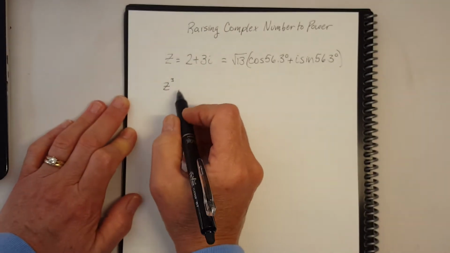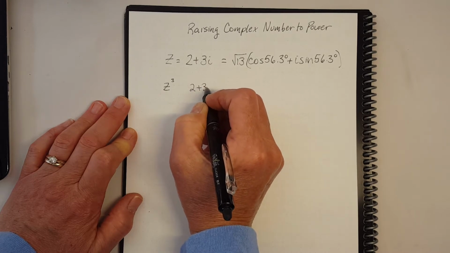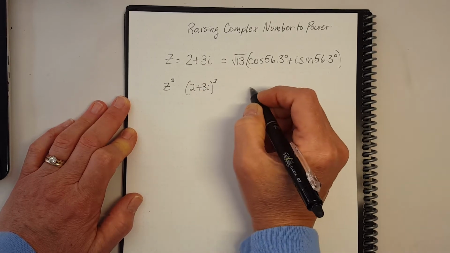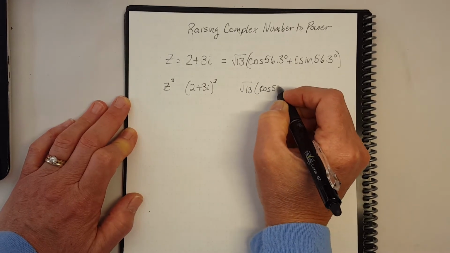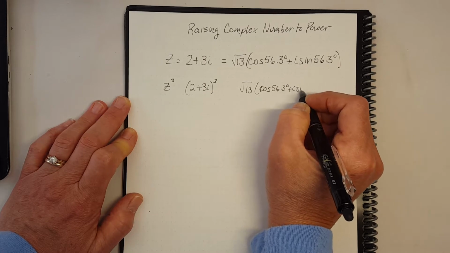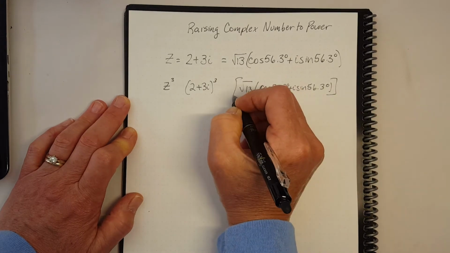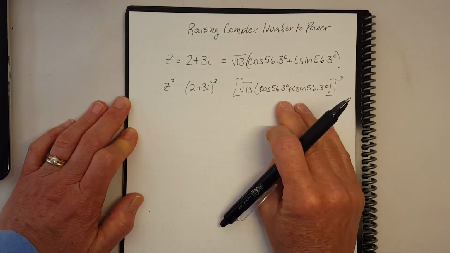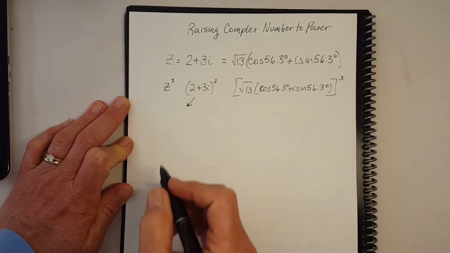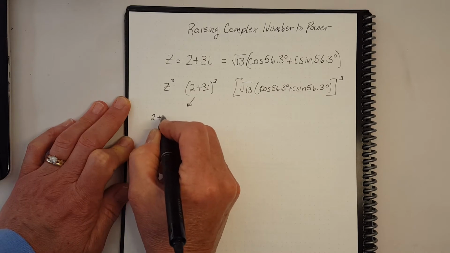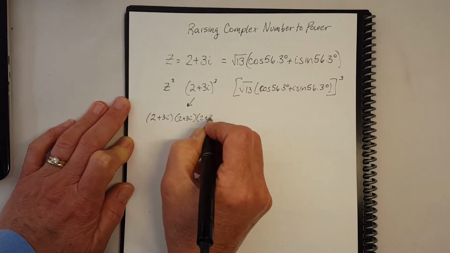So we can do that the traditional way, and we can say that that is 2 plus 3i, cubed. Or we can say that it's root 13 times the cosine of 56.3 degrees plus i sine 56.3 degrees, and we could cube that. So I'm going to do it both ways so that you can see the benefit of having the trig form going forward. If we do it using our original rectangular form, we would say 2 plus 3i times 2 plus 3i times 2 plus 3i.